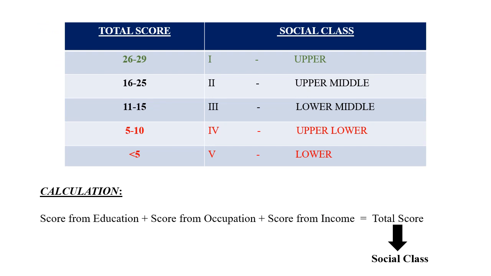So now, after calculating the scores and cumulative score of the three categories, we calculate the social class. For education, occupation and income, we sum up the scores of all the categories. If the cumulative score is between 26 and 29, it is the upper class. If it is between 16 and 25, it is upper middle class. If it is between 11 and 15, it is lower middle. If it is between 5 and 10, then upper lower. And if less than 5, lower class.